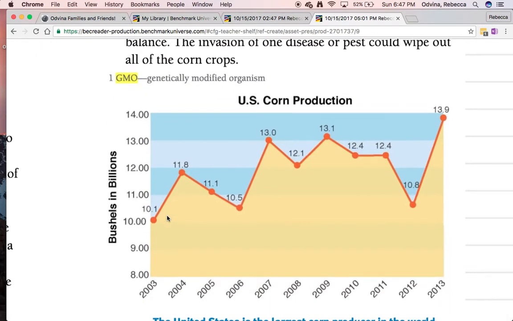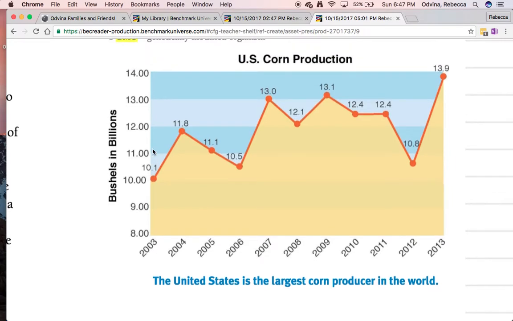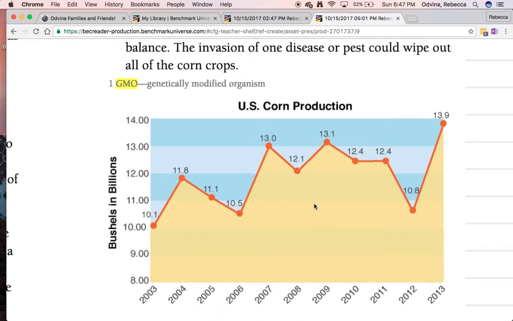Same thing over here. I'm looking at this and it says the United States is the largest corn producer in the world. So looking at 2003, we can see bushels and billions. So when did they grow the most corn? What year? When did it decline? And what might have caused that decline? These should be sparking you to kind of think about, what is this graph telling you? And why does it go up and down? And why does it peak right over here?